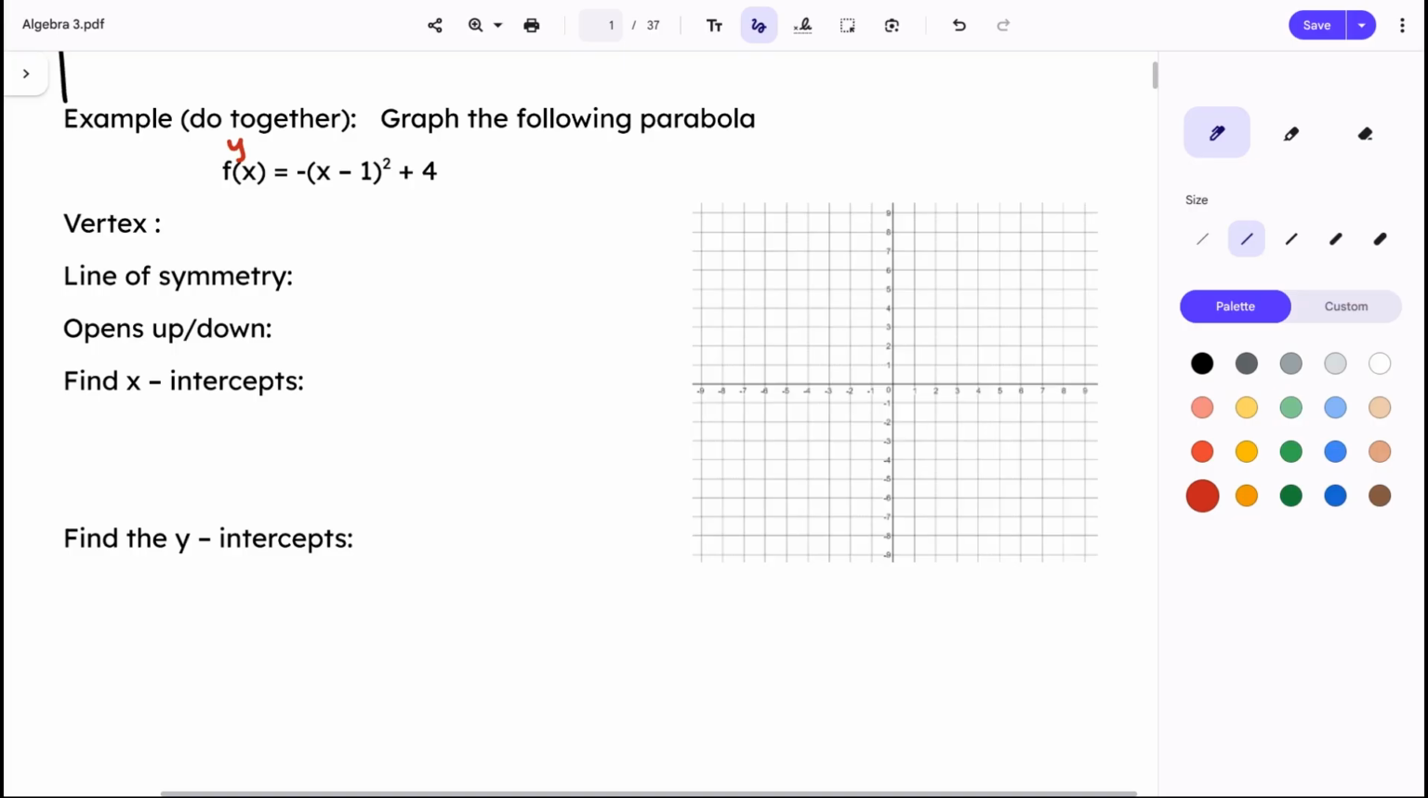Okay, the first thing we want to do is find our vertex. Remember that comes from your HK. With the h though, you have to think opposite sign.